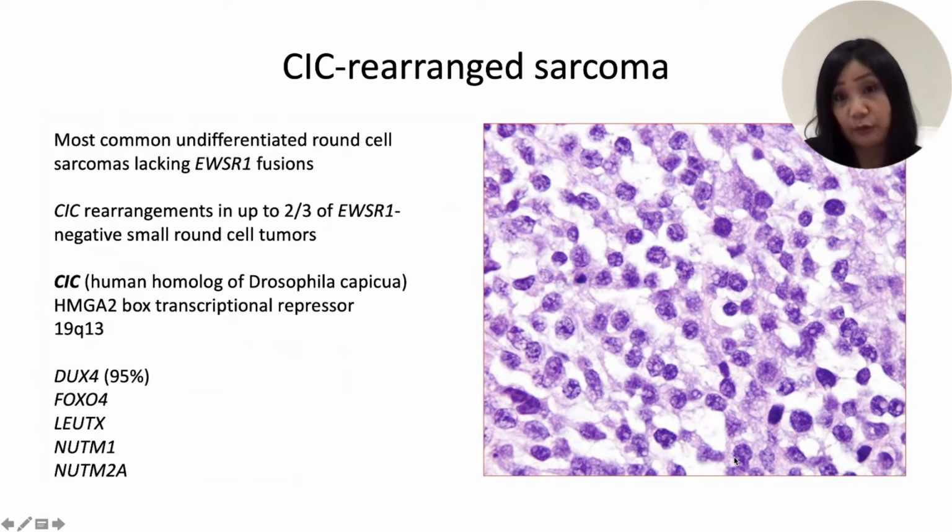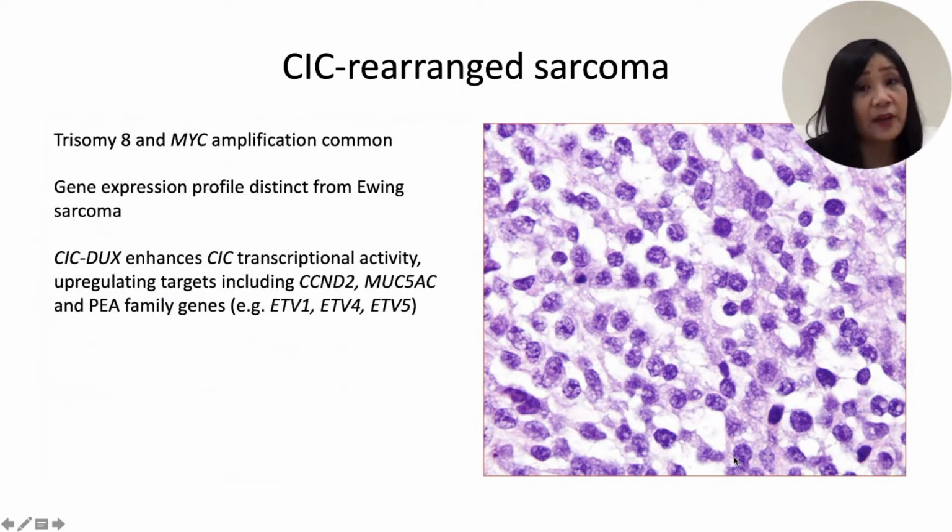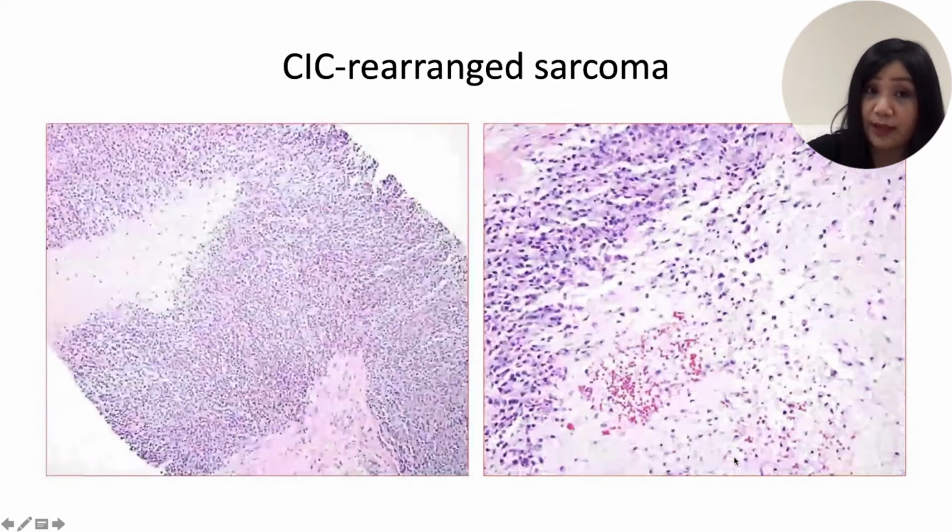These are, in fact, relatively common. They're the most common undifferentiated round cell sarcomas that lack EWSR1 fusions, and CIC rearrangements have been found in up to 2/3 of EWSR1-negative small round cell tumours. CIC fuses with a variety of genes, but most frequently DUX4. About 90 to 95% of CIC-rearranged sarcomas show CIC fusing to DUX4. There are other genetic events occurring, such as MYC amplification. The gene expression profile is distinct from Ewing sarcoma.